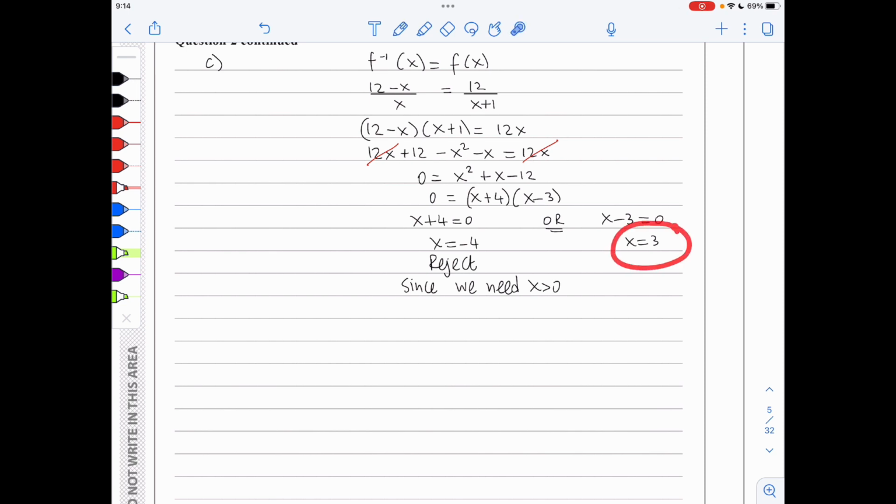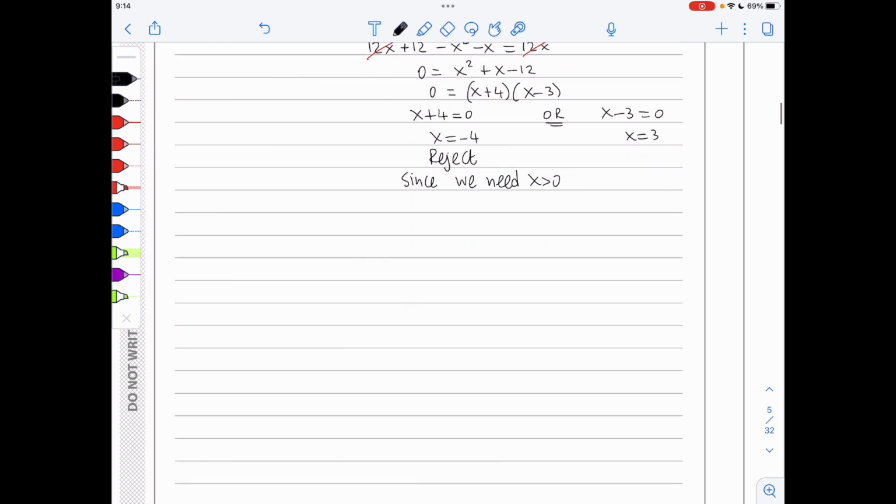The solution of x is 3. An alternative would be for you to realize that solving f inverse of x equals f of x is equivalent to solving f of x is x. So we've got f of x is x. This sometimes leads to a simpler equation which you can solve.